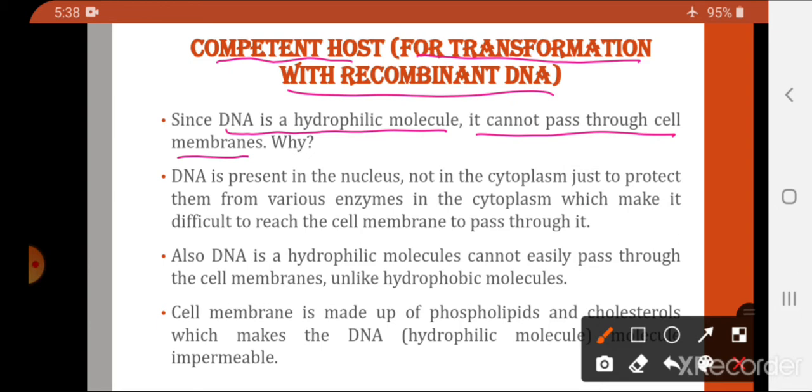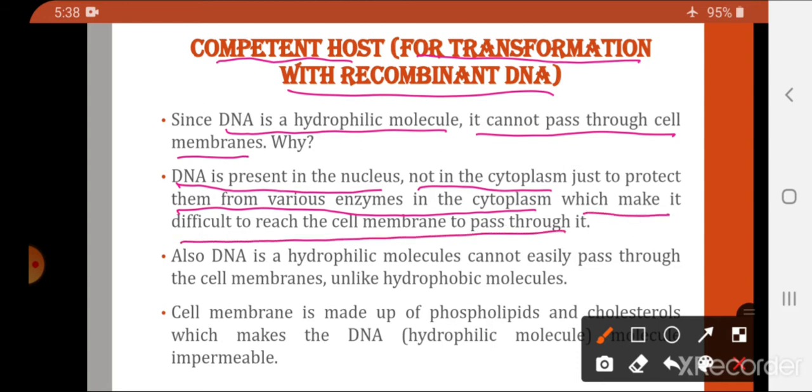So first of all, the membrane should be made in such a way that it becomes permeable to DNA, or it allows the DNA to enter inside it. So how does that take place? First of all, DNA is a hydrophilic molecule and hence it cannot cross the membrane. What is the reason? Students, DNA is present in the nucleus, not in the cytoplasm, just to protect it from various enzymes in the cytoplasm, which make it difficult to reach the cell membrane and pass through it.